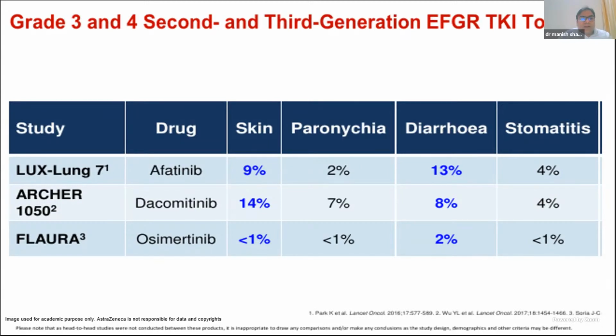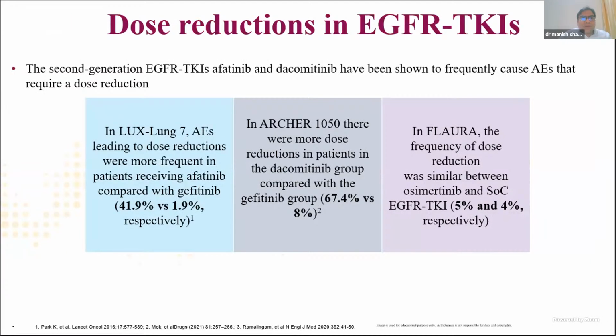And these are the grade 3 and 4 second and third generation EGFR TKI toxicities. You can see that the various toxicities are skin problems, paronychia, diarrhea, and stomatitis, which are least with osimertinib and maximum with dacomitinib. That is 14% skin problems with dacomitinib, 8% had diarrhea, 9% had skin problems with afatinib, and 30% of patients had diarrhea with afatinib. With osimertinib, it was less than 1% and less than 2%.